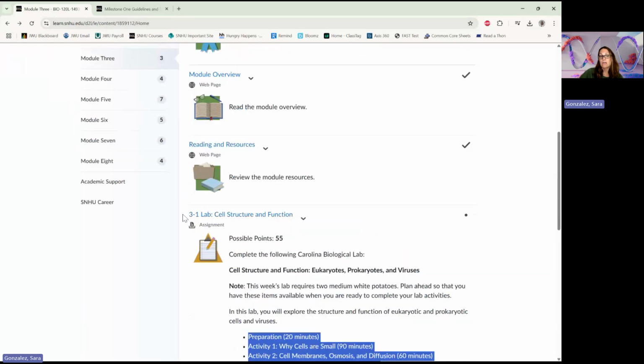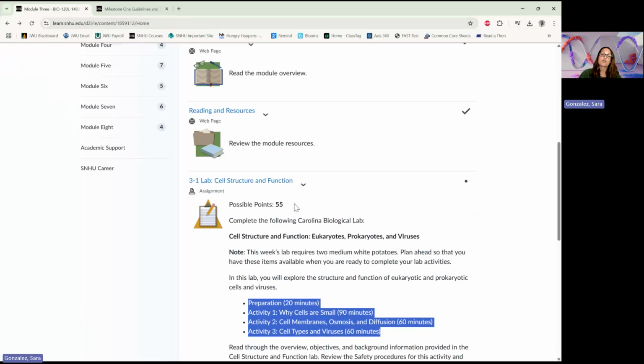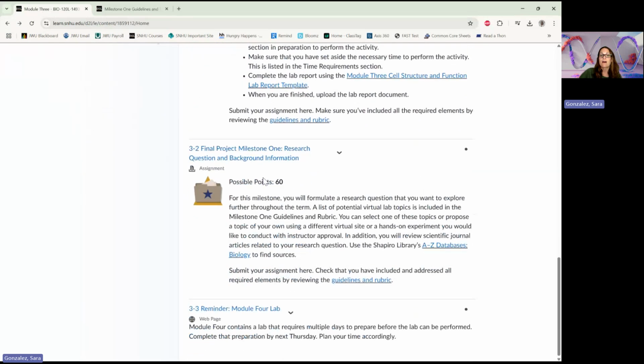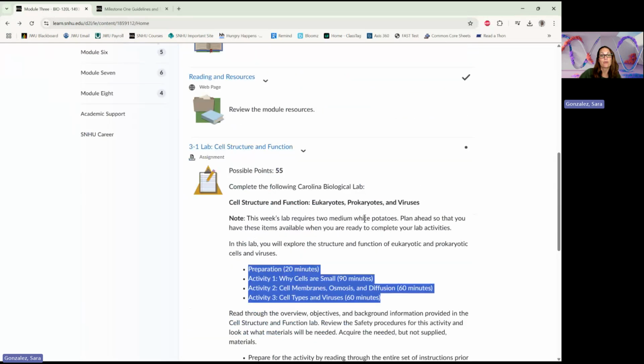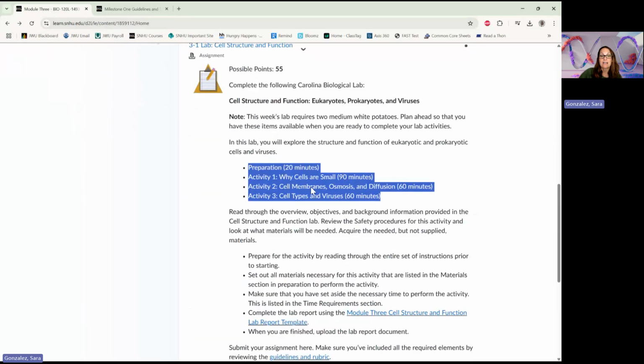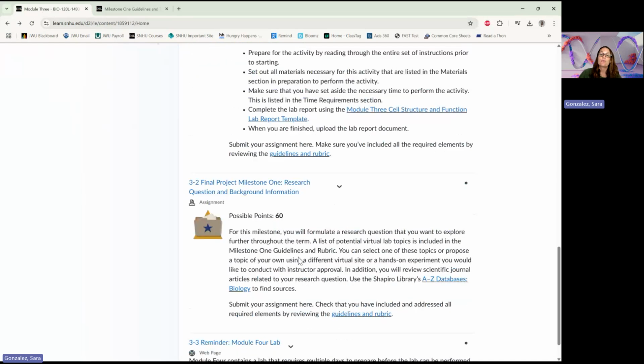So again, what to do this week is the 3.1 lab, looking at cell structure and function, and then your milestone 1 research question and background information. Let me know if you have any questions, and I look forward to reviewing your labs, seeing what activities you have completed and the information you have, as well as your research questions.